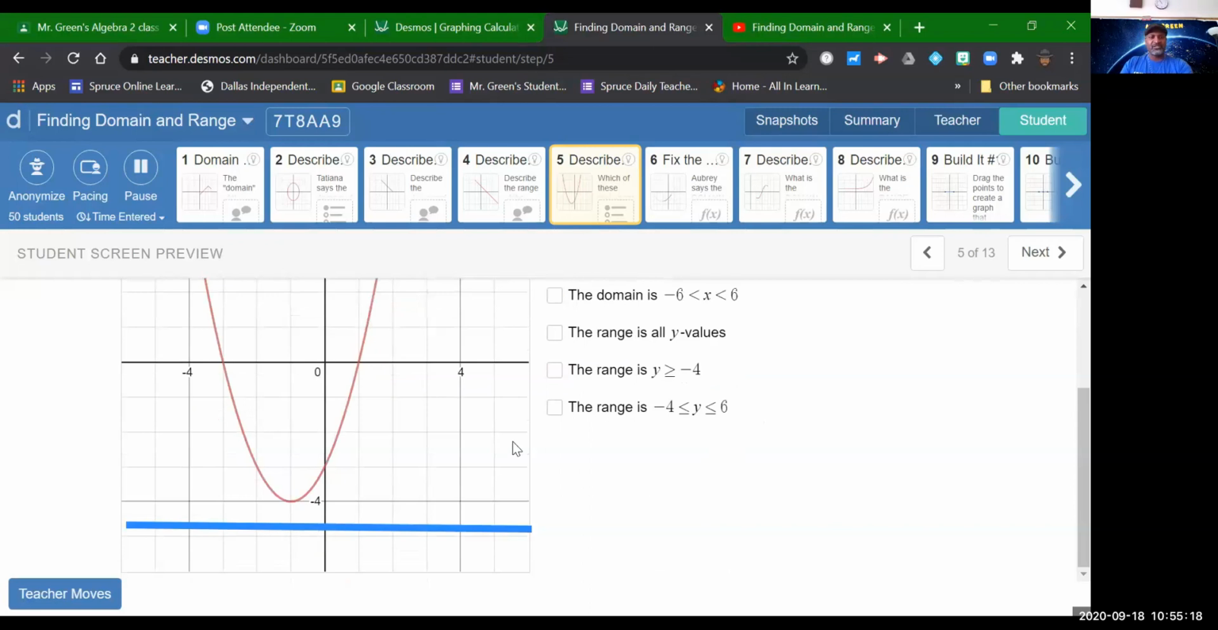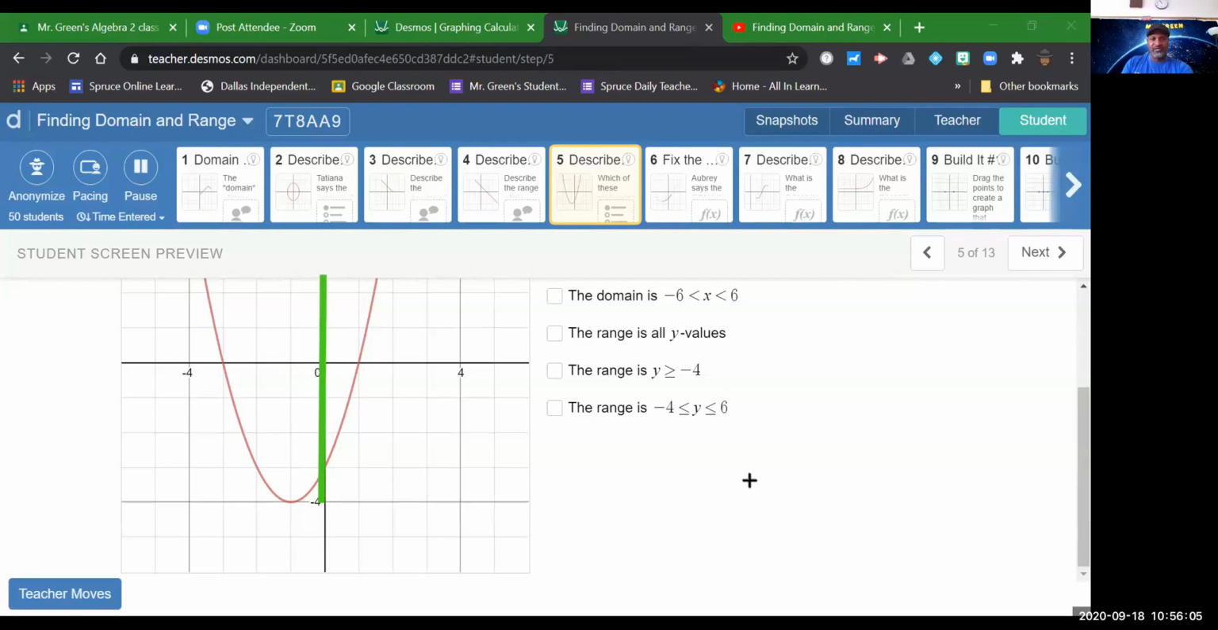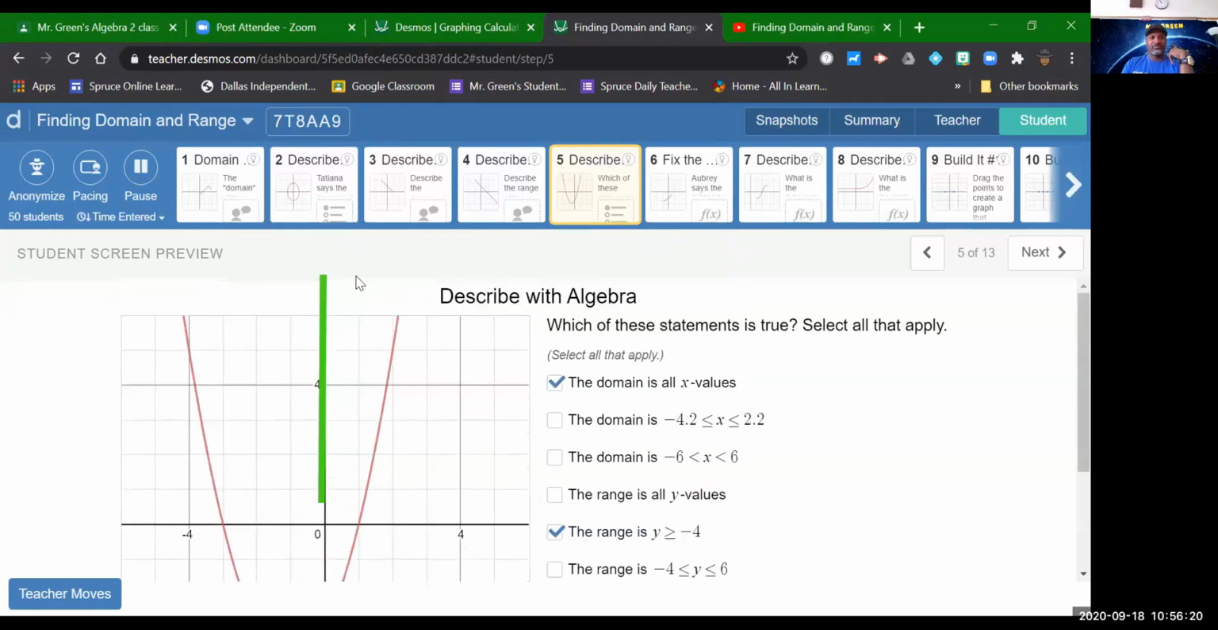What about the range? The range is from -4 all the way up to infinity. So that means y is greater than or equal to -4. So that's the range of that graph there, and that's how we would describe that graph.